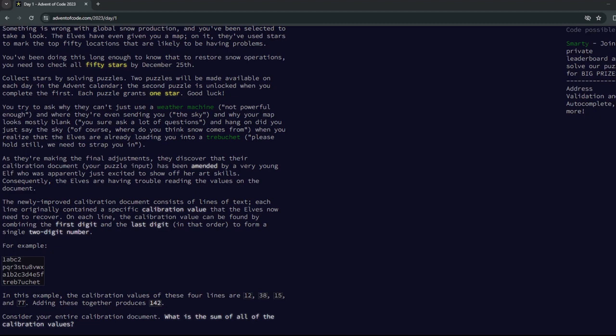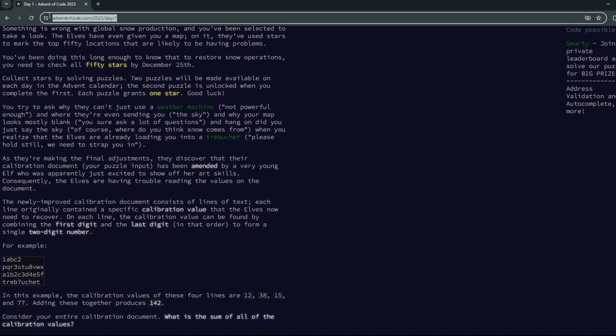Our goal today is to understand the requirements and find the logic to solve the puzzle in Advent of Code 2023 Day 1. The link to this puzzle is included in the description below. There are two parts to every puzzle. For part 1, we need to find the sum of all of the calibration values.